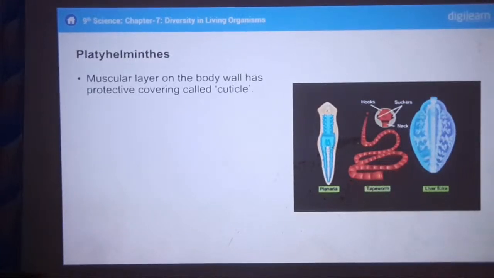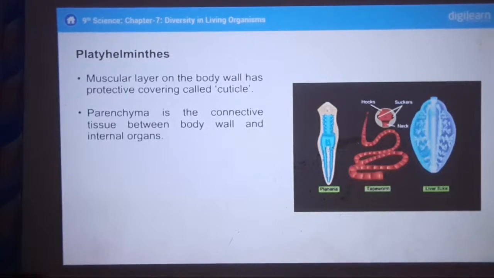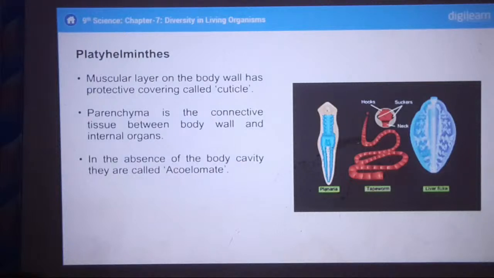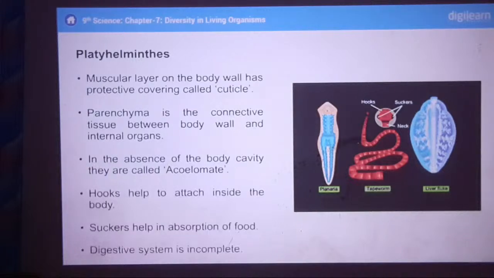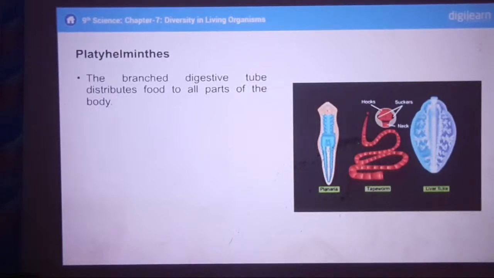The body wall is well developed with a muscular layer and a protective covering called cuticle. Between the body wall and internal organs, there is connective tissue called parenchyma. Body cavity is absent, hence they are called acoelomates. In parasitic forms, hooks and suckers are present. Digestive system is incomplete. It does not have digestive glands. Circulatory system is absent. The branched digestive tube distributes food to all parts of the body.